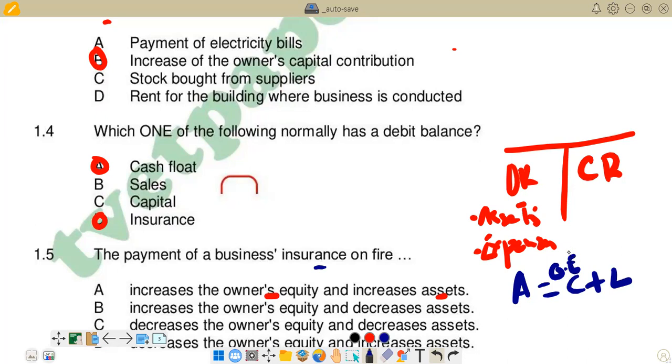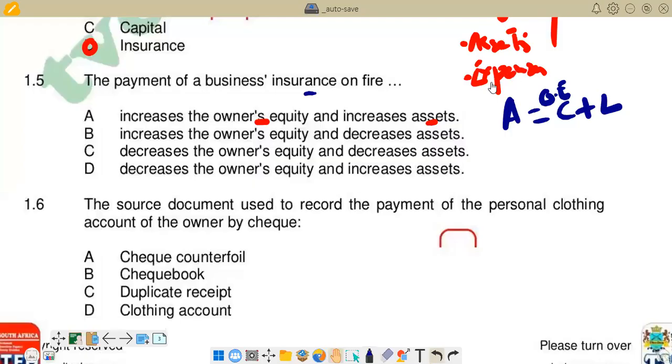So if it's decreasing net profit, it means it's also decreasing our owner's equity. We can see that the responses on decreasing owner's equity, we are having it at C, and we are also having it at D there. So we are saying a decreasing of owner's equity, we have it at C and D.